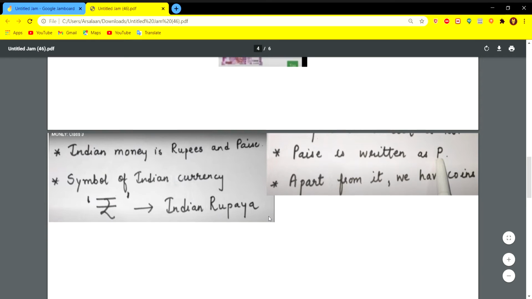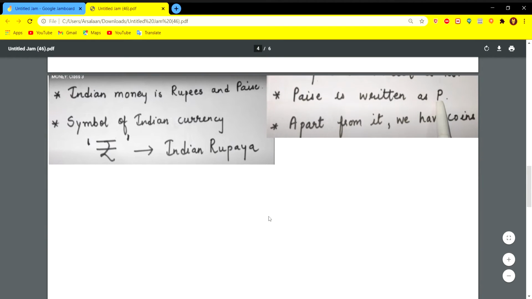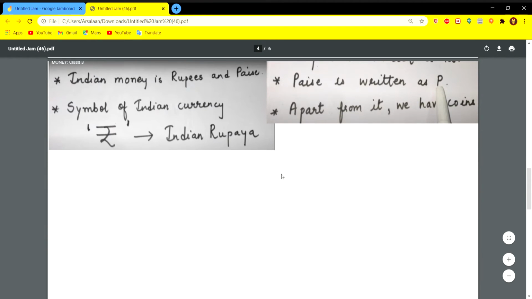Now we will discuss the symbol of Indian rupees. The symbol of the Indian rupee is written like this, which you can see on the screen, and paise is written as P. Apart from this, we have coins also.